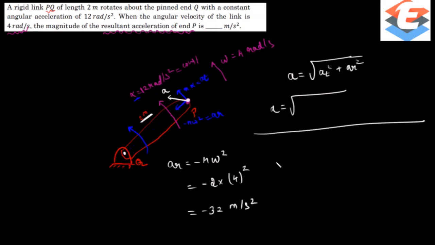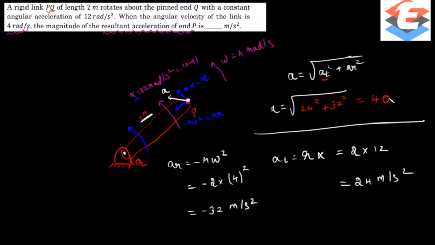Now coming to tangential acceleration, r alpha. Again the radius is 2, alpha is given as 12, so 12 into 2 is 24 meter per second square. Now substitute them both. Tangential acceleration is 24 meter per second square, whole square, plus radial acceleration, which when squared becomes 32 square. So square it, add it, and find the square root. You will end up with 40 meter per second square. So that is the answer. The answer for this question is 40.